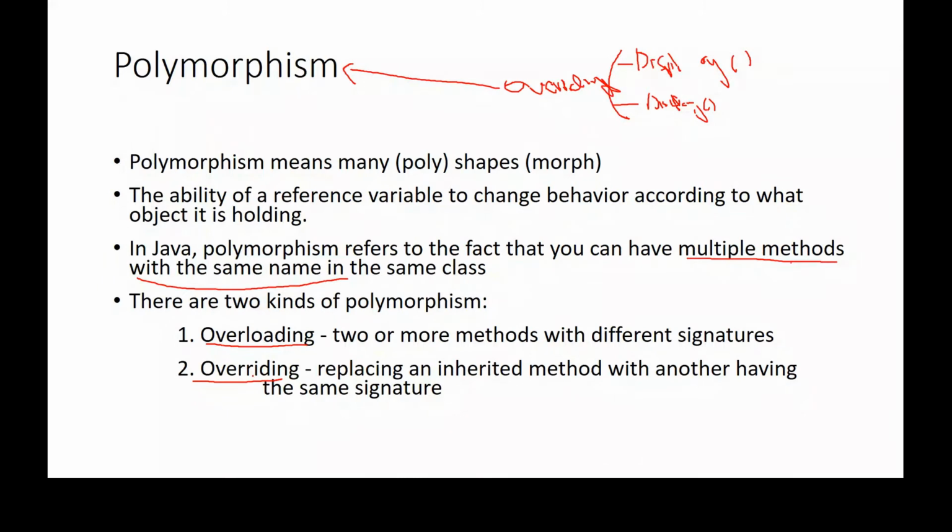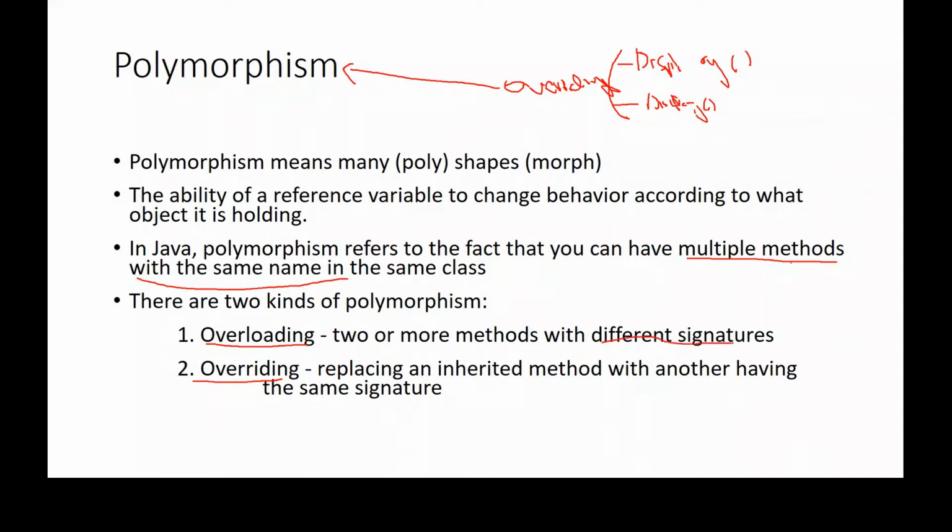Now, overloading means what? We're talking about the methods now, right? Overriding is the same method with the same name, one in the child class and one in the parent class. So this is overriding, right? Instead of calling the one in the parent, the superclass, I will call the one in the child class. That's overriding.